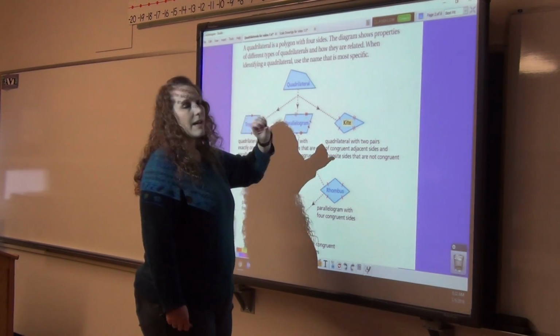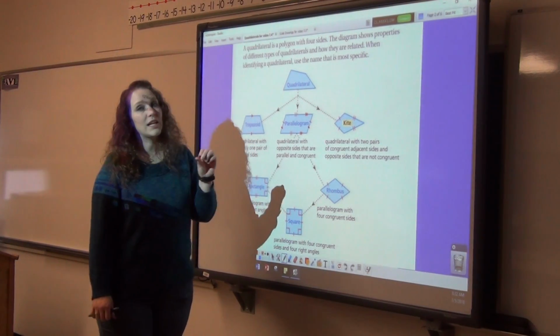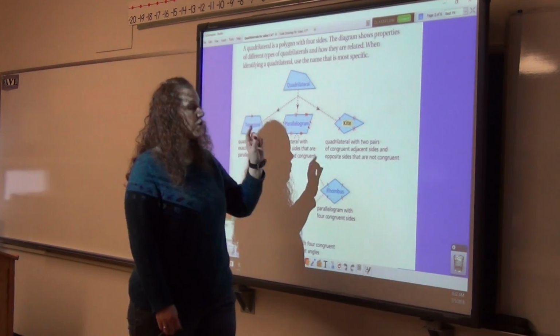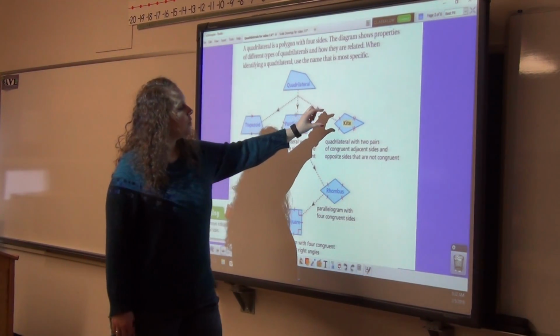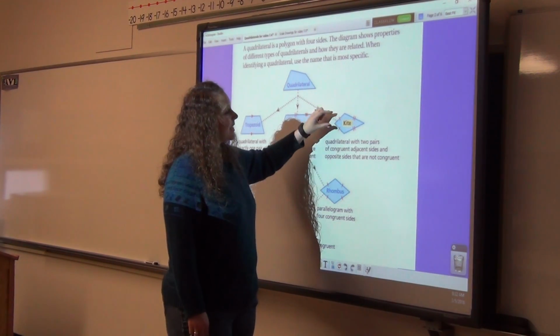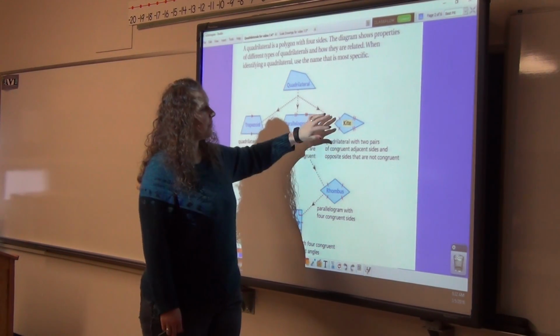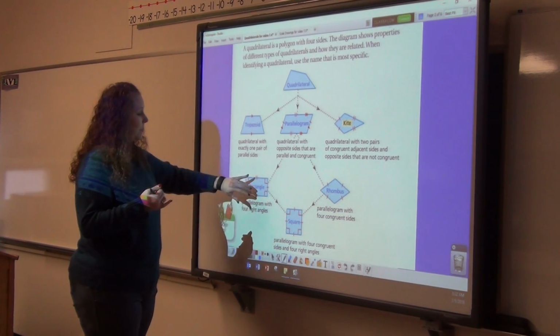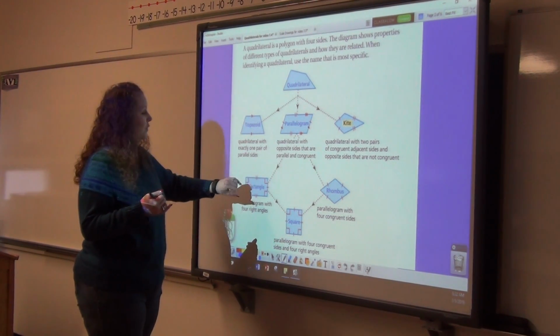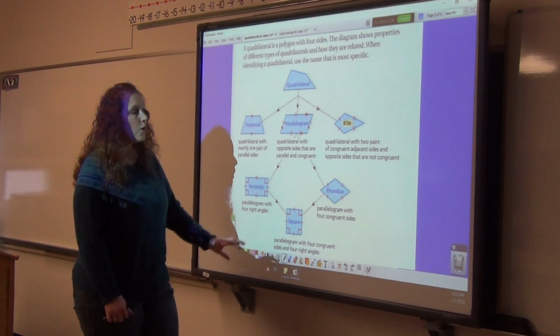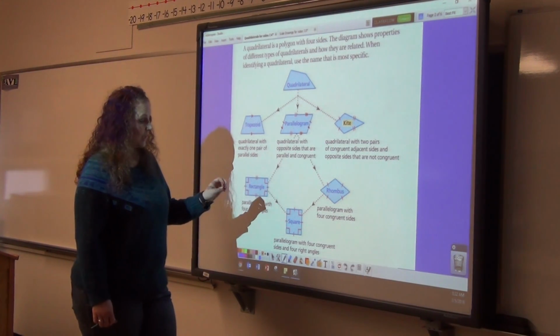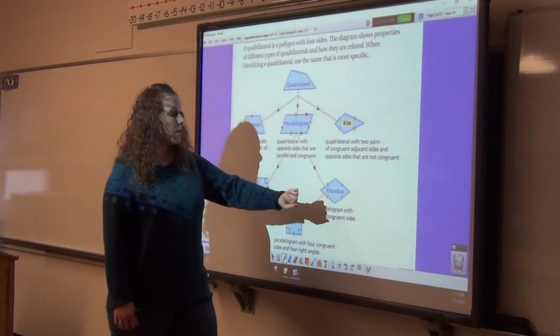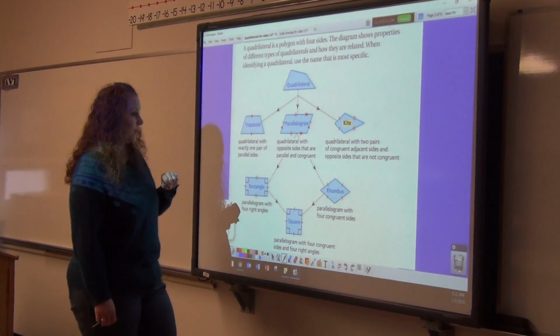We've got kites. They have two adjacent, which means next to each other and sharing a vertex, congruent sides. So these two are congruent and those two are congruent. We've got a rectangle, which has two pairs of congruent sides and four right angles. We've got a square, which has four congruent sides and four right angles. And we've got a rhombus, which has four congruent sides.